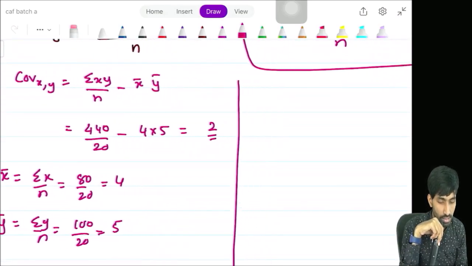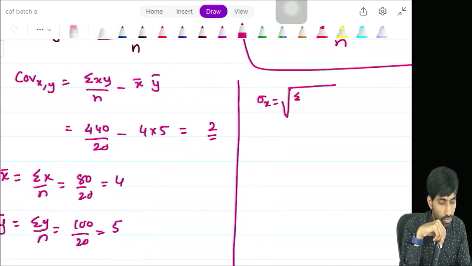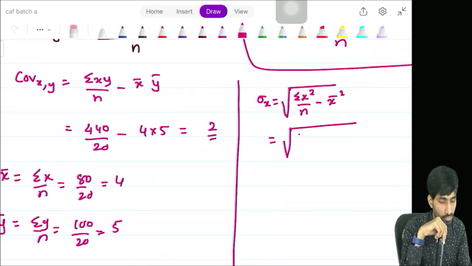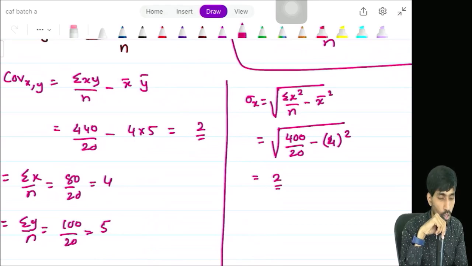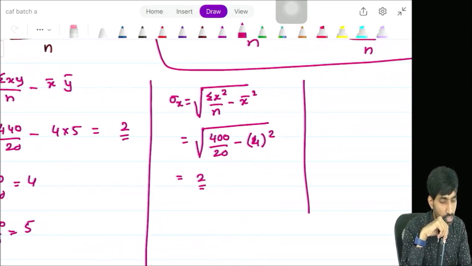Listen. Standard deviation of x. Later you can copy. Root of summation x square upon n minus x bar square. Summation x square is how much? Check in the question. 400 divided by 20 minus mean. Mean is 4, 4 square. 400 divided by 20 is how much? 20. 20 minus 16, 4. Root of 4 is 2.